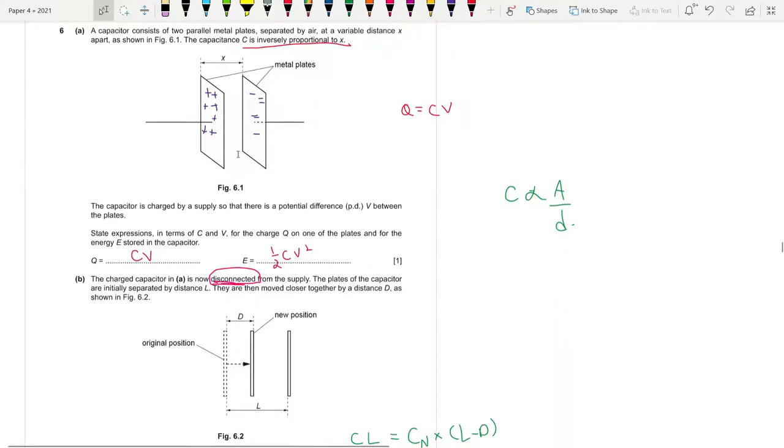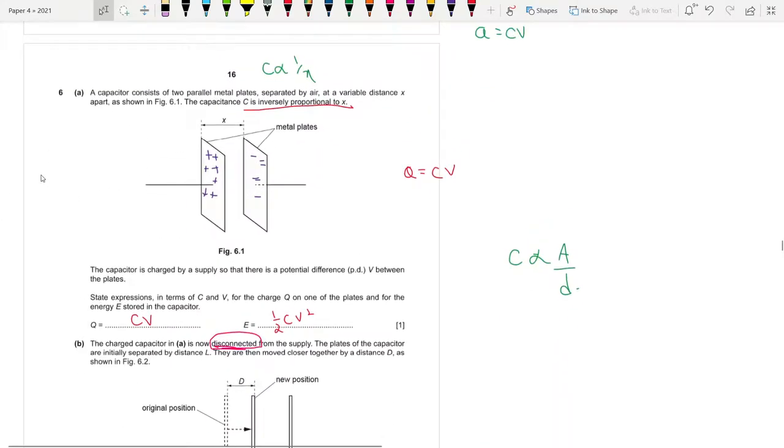Next, 6 is a bit tricky. So here we're dealing with the actual definition of a capacitor.